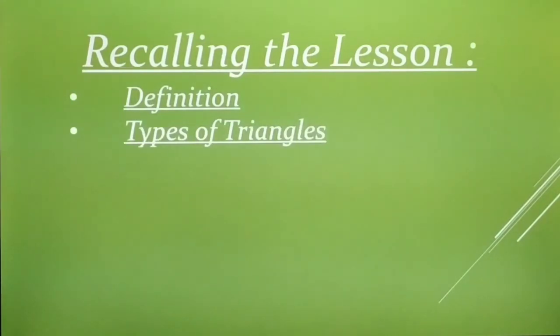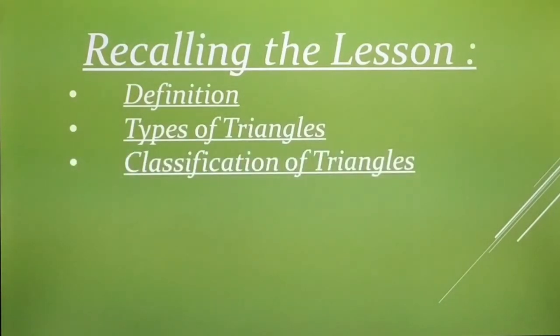Types of triangles. There are many types of triangles, but our special triangles are 4. A triangle that has all the 3 sides equal is known as the equilateral triangle. A triangle that has 2 sides equal is known as the isosceles triangle. A triangle that has none of the sides similar to each other is known as the scalene triangle. And a triangle that has one angle equal to 90 degrees is known as a right angle triangle.